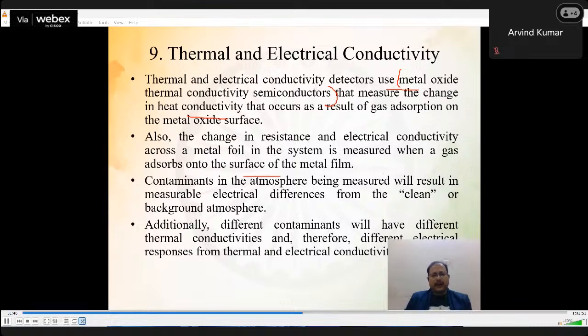Contaminants in the atmosphere being measured will result in measurable electrical differences from the clean background atmosphere. Additionally, different contaminants will have different thermal conductivities and therefore different electrical responses from thermal and electrical conductivity detectors. So it requires certain parameters, but differentials are there, and depending on the differences and additional properties, we can easily ascertain the presence of chemical agents by utilizing thermal and electrical conductivity, as I have already quoted about the conduction mechanism.